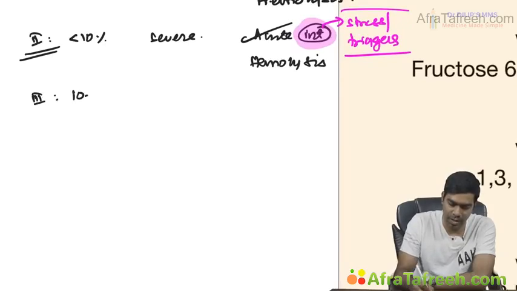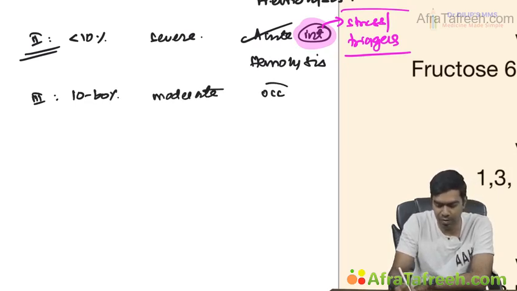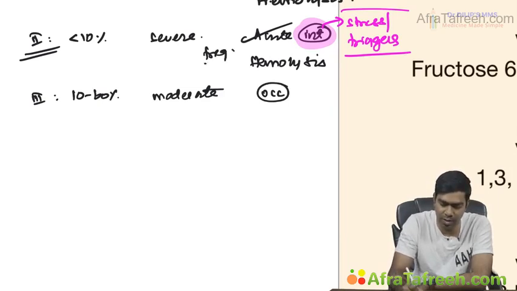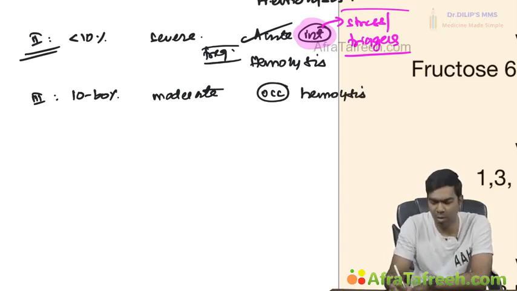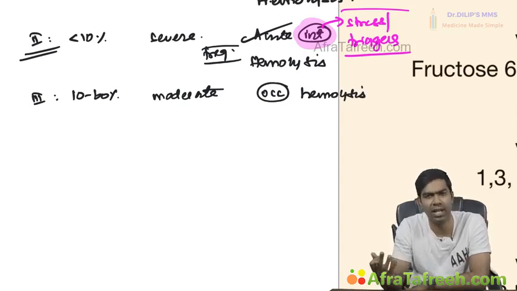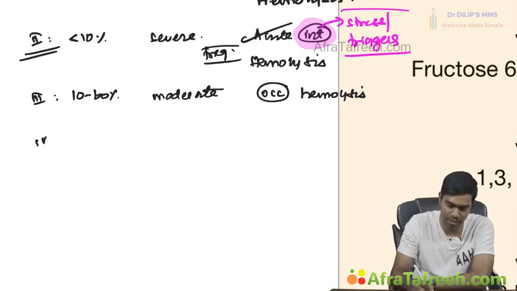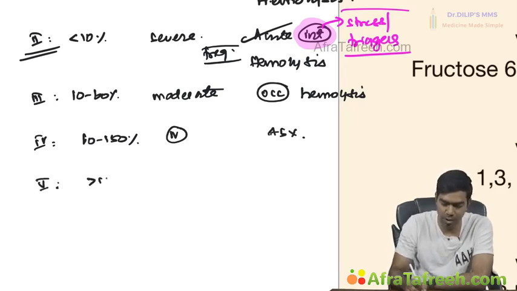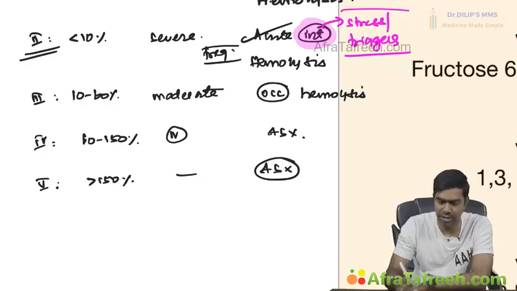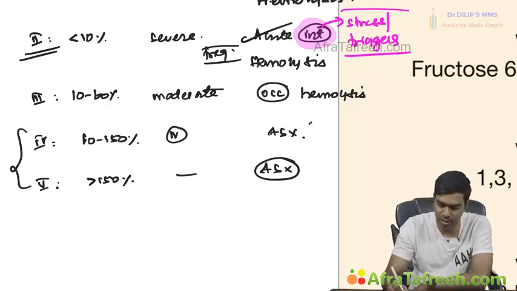And class 3, it is 10 to 60%, moderate, and you will have only occasional hemolysis, not frequent. Hemolytic anemias will happen only due to severe stress, a very high level of oxidant stress, then only they will go for hemolytic anemias. Then 60 to 150% is class 4, which is usually normal, and they will be completely asymptomatic. Type 5 is more than normal, with excessive enzyme activity. Again, you cannot categorize this, it is completely asymptomatic. So these two will be completely asymptomatic.